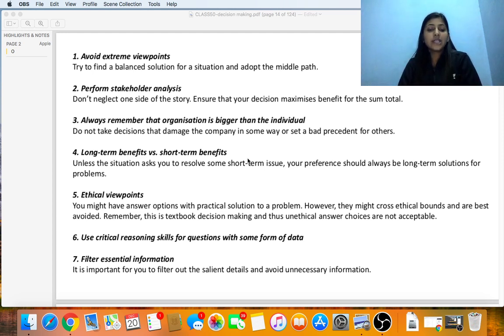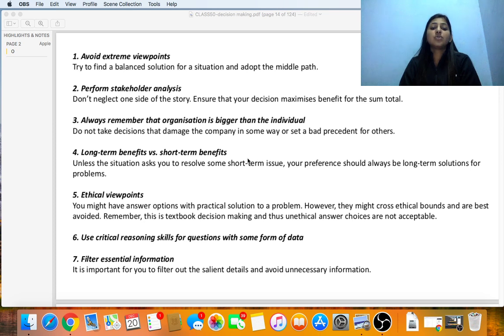What is ethical? It's something related to morality, something moral. If you think that your solution is practical but it is too extreme, then you cannot mark it. The answer should not cross ethical bounds, and you have to choose the acceptable answer. So this is textbook decision making, you have to take care of that.